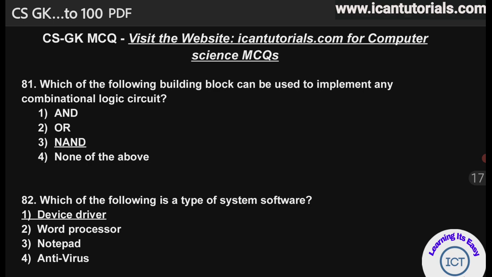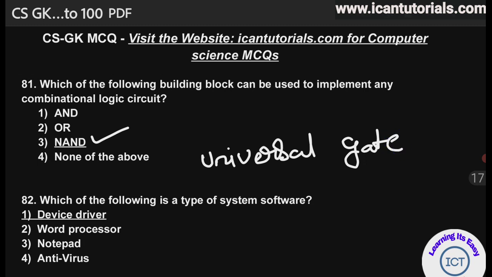Which of the following building blocks can be used to implement any combination of logic circuits? And the answer is NAND gate. This NAND gate is also called a universal gate. All these three are called logic gates, which are used in circuit boards.